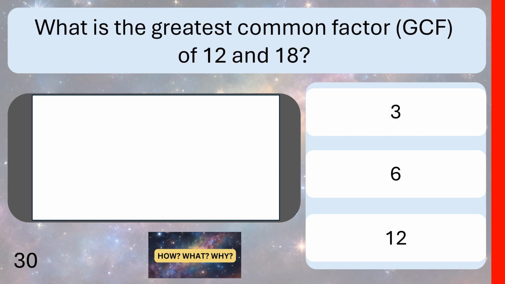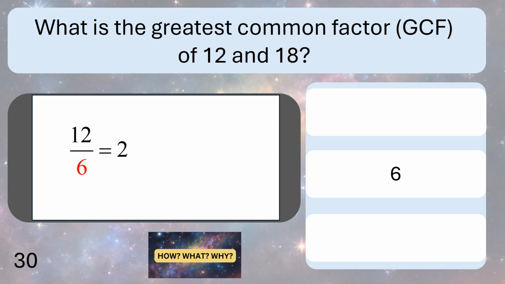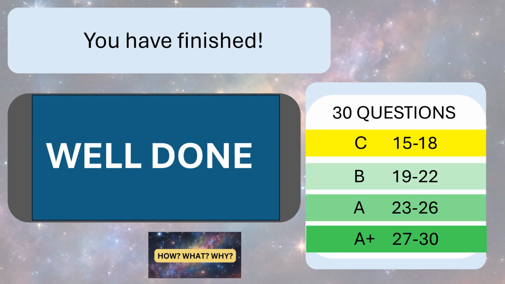Last question. What is the greatest common factor of 12 and 18? Is it 3, 6, or 12? The greatest common factor is 6, because 6 goes evenly into 12 to equal 2 and evenly into 18 to equal 3. Now you've answered all 30 questions.